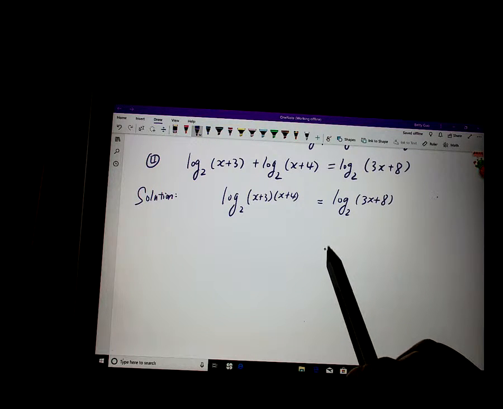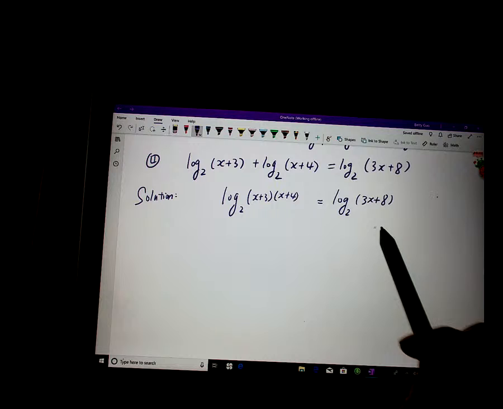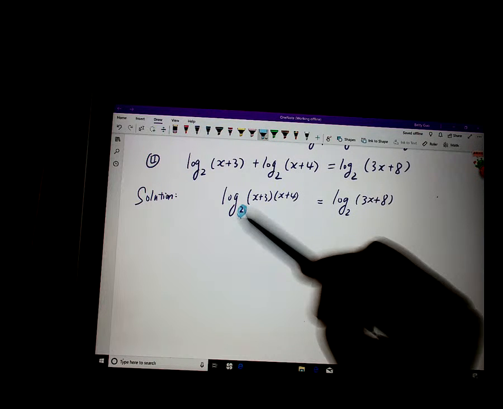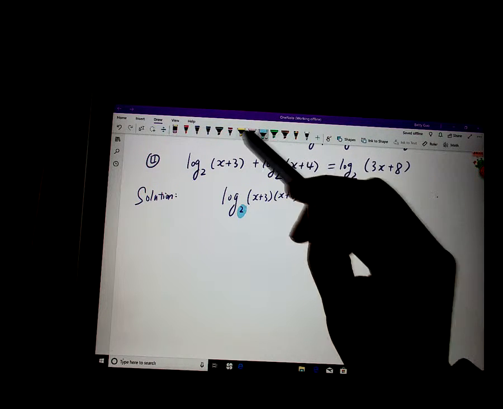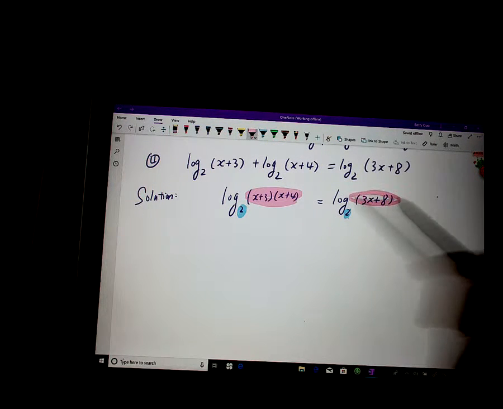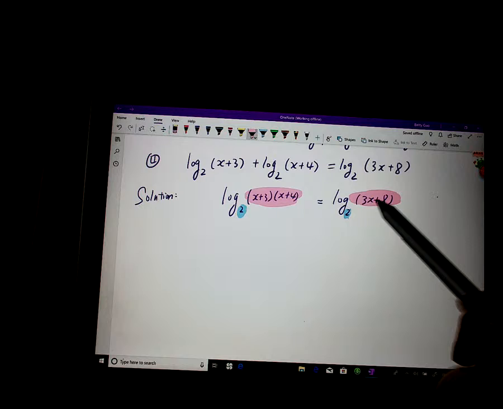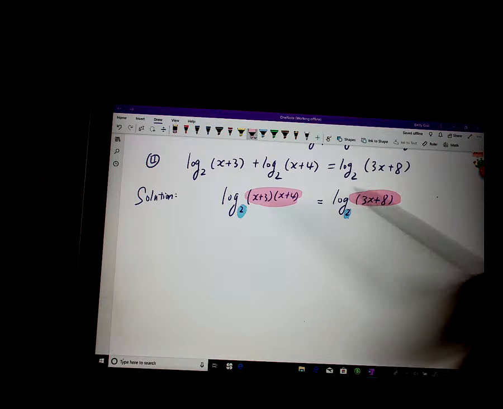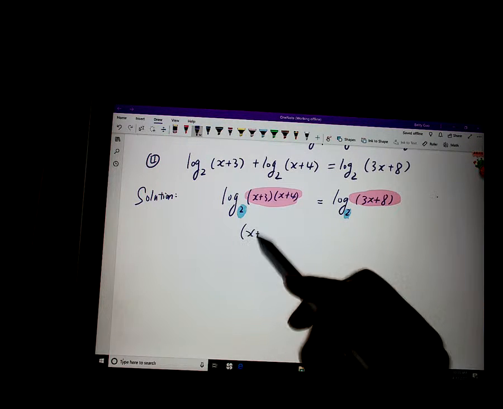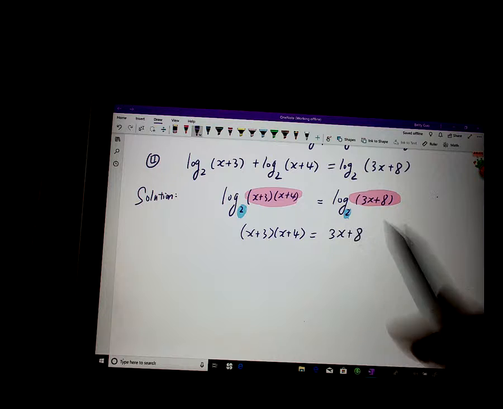And what else? So now you have one single logarithm on the left, one single logarithm on the right, and they have the same base. Shouldn't they have the same antilogarithm as well? Corresponding parts equal to each other. We saw something like this before, right? The 2 logs equal to each other, the bases are identical, are the same. Then their corresponding antilogarithms are supposed to be equal to each other as well. So we would have x plus 3 times x plus 4 equals 3x plus 8.